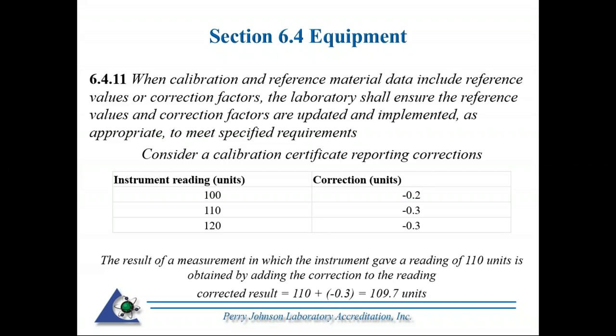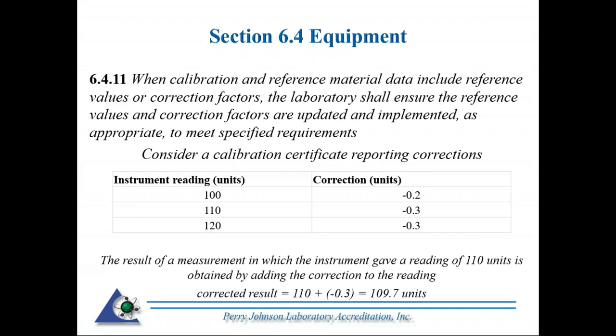So in other words, let's say you have test weights. As long as they meet ASTM, say class one tolerances, then you can use them as nominals. For example, at 100 degrees, the correction factor is -0.2. 110 is -0.3, 120 is -0.3. Perhaps these correction factors are actually utilized in spreadsheets, so when you take an instrument reading, it will automatically add or subtract your correction factor. So that's what we're talking about there. When you have your instruments calibrated and you're using correction factors, you want to make sure they're updated, so they're there to be reviewed.